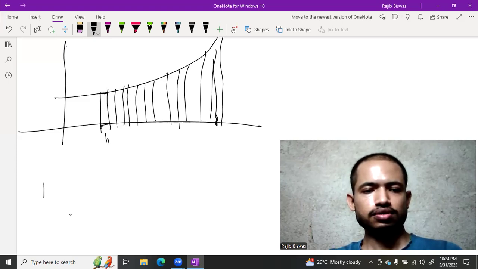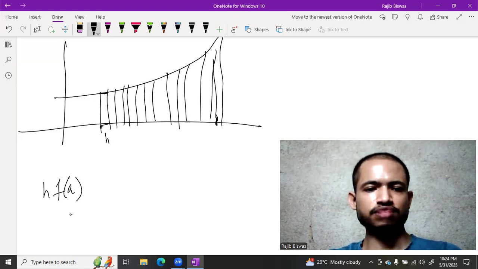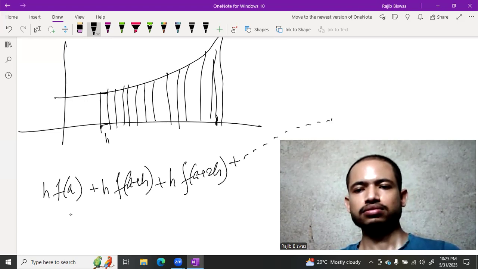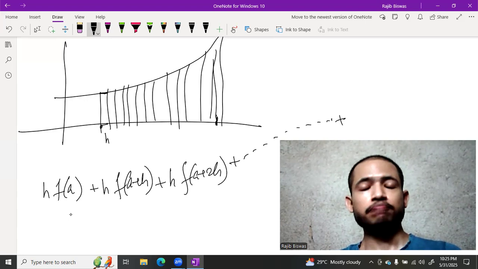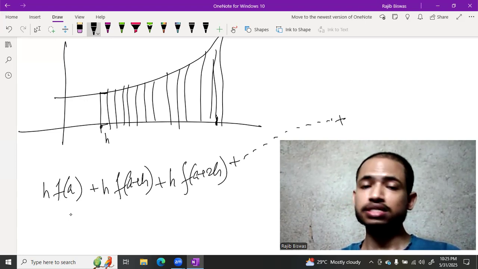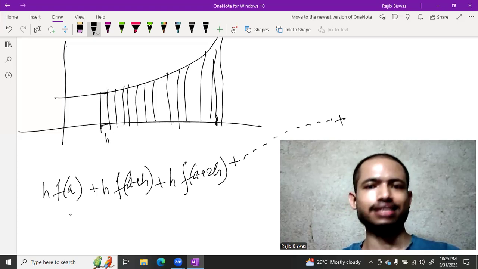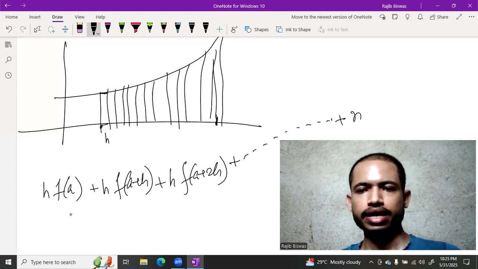Okay, so let us find the sum at first. For the first rectangle, it is h into f(a). For the second rectangle, it is h into f(a plus h). For the third rectangle, it is f(a plus 2h). And since we have n rectangles, and n tends to infinity, so ultimately the number of rectangles is approaching infinity, but we will consider n as an index. So n here is denoting the last rectangle.